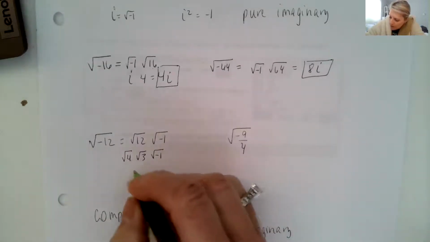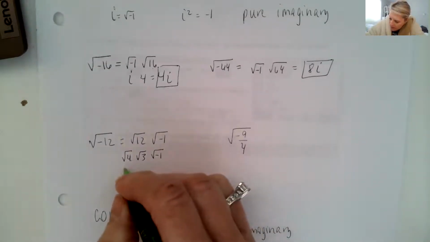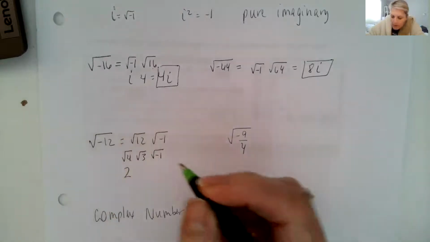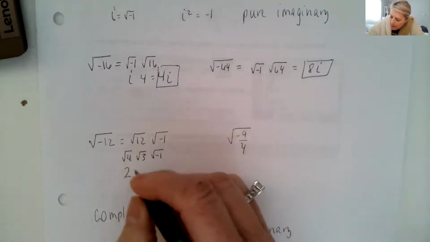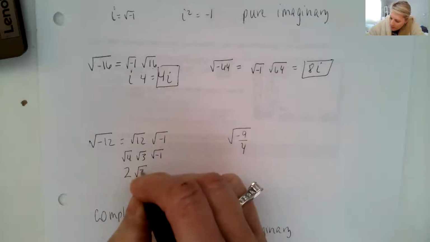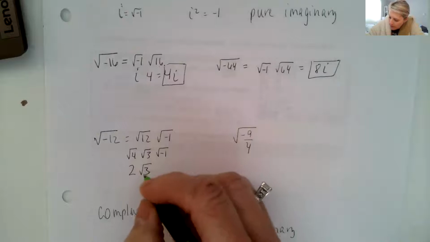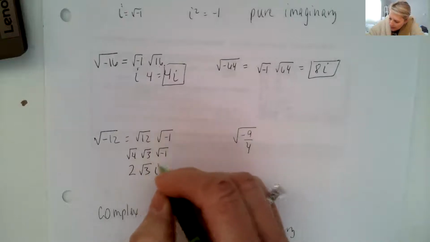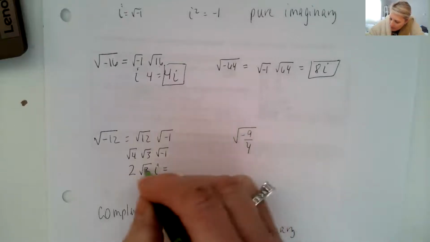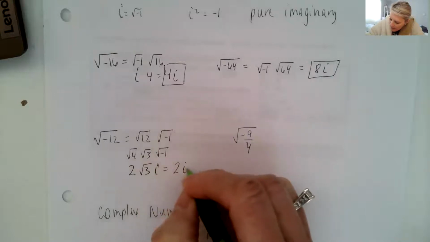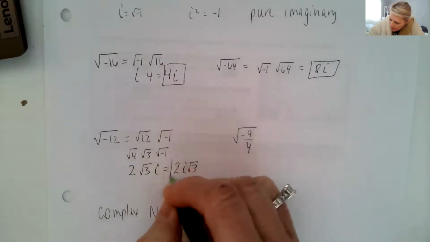The square root of 4 is rational, so we can evaluate that. Then we have the square root of 3, which stays as is; you can't simplify that anymore. And then i. And we always put the i in front of the square root. So it's really 2i times the square root of 3.